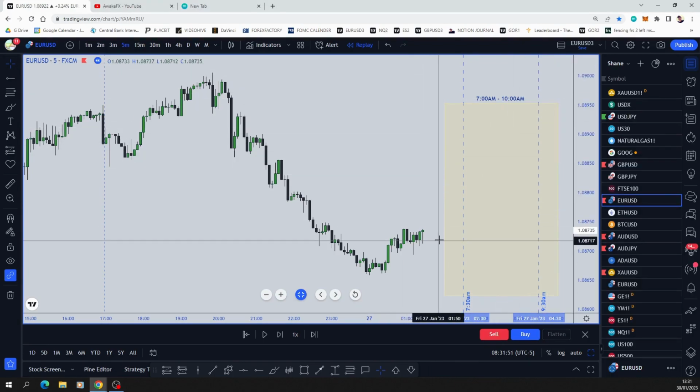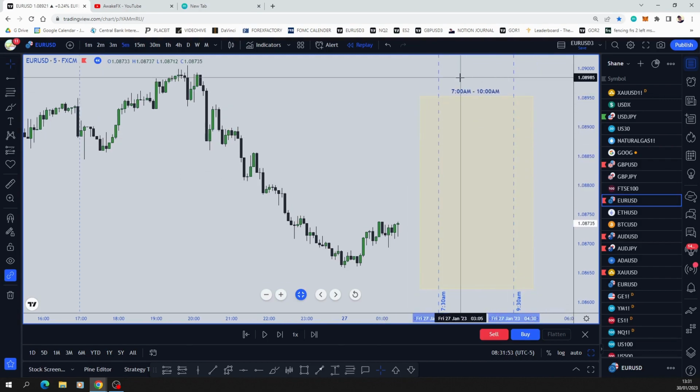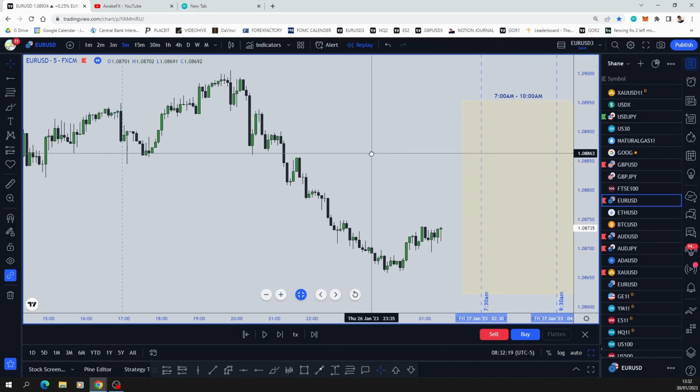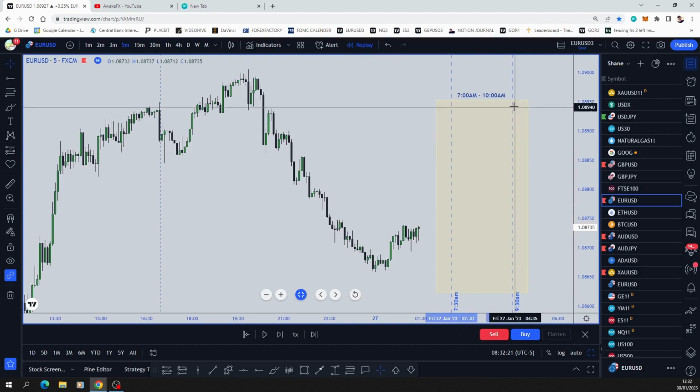So as I mentioned, one of the first things I do in the morning is I draw up this box here to denote the time of 7 a.m. to 10 a.m. GMT. Okay, and then I do the 2 vertical lines, one at 7:30 a.m. and one at 9:30 a.m. GMT. Now my charts are set to New York time down here at the bottom, so don't let that confuse you. I'm 5 hours ahead of New York here, based in Ireland. So this is the 5-minute chart. The first thing you do is you set up your time zone box, okay, your session and these lines.